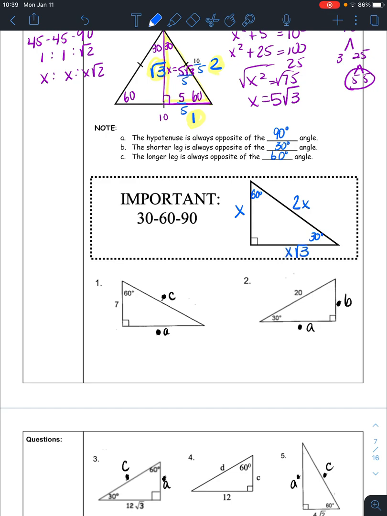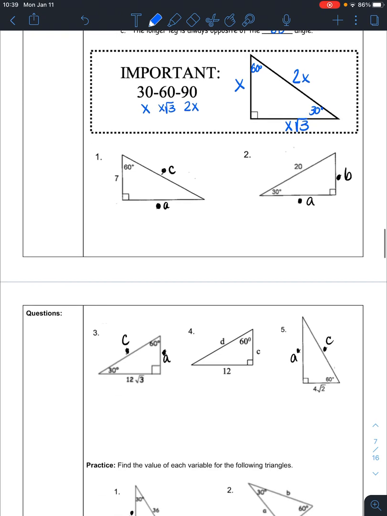Now, I like to do them in that order just because the short side and the hypotenuse are the easiest sides to find, but you can do them in any order that you want. But it's important to remember 30 goes with x, 60 goes with x root 3, and 90 goes with 2x. So whatever order you label them in doesn't matter, just find the angles and then locate the sides.